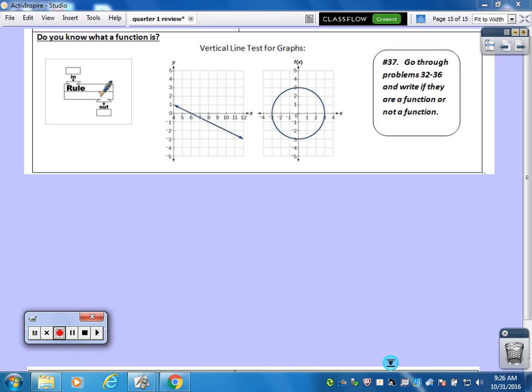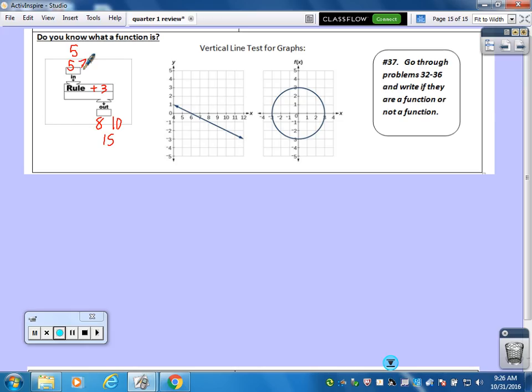So what is a function? Right here is an old-fashioned function machine. If I put in a number and said 5 and I said the rule was +3, then I should get out 8. And if I put in another number, let's say 7, when I go through this, I should get out 10. So everything should be added 3.